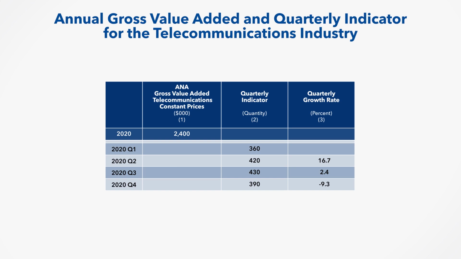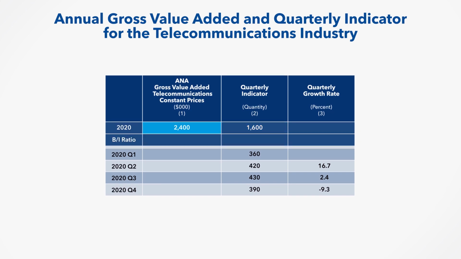The sum of the indicator series for the 4 quarters of 2020 is 1600, that is 360 plus 420 plus 430 plus 390. This information allows the series to be compared with and linked to the annual benchmark from the ANA. The indicator has a different level than the ANA target, as would be expected because of the different definition. In this case, the benchmark 2400 is 1.5 times the indicator in 2020. That is, the benchmark to indicator ratio is 2400 divided by 1600, which is 1.5.